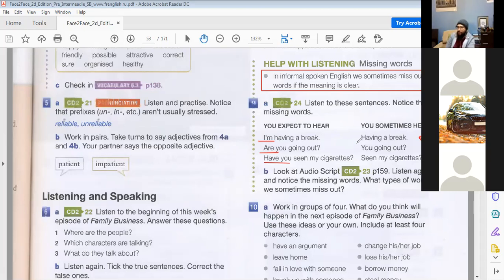Now, what I want you to do this time, I'm going to play the last part of the story again, but I'm going to show you the script this time.